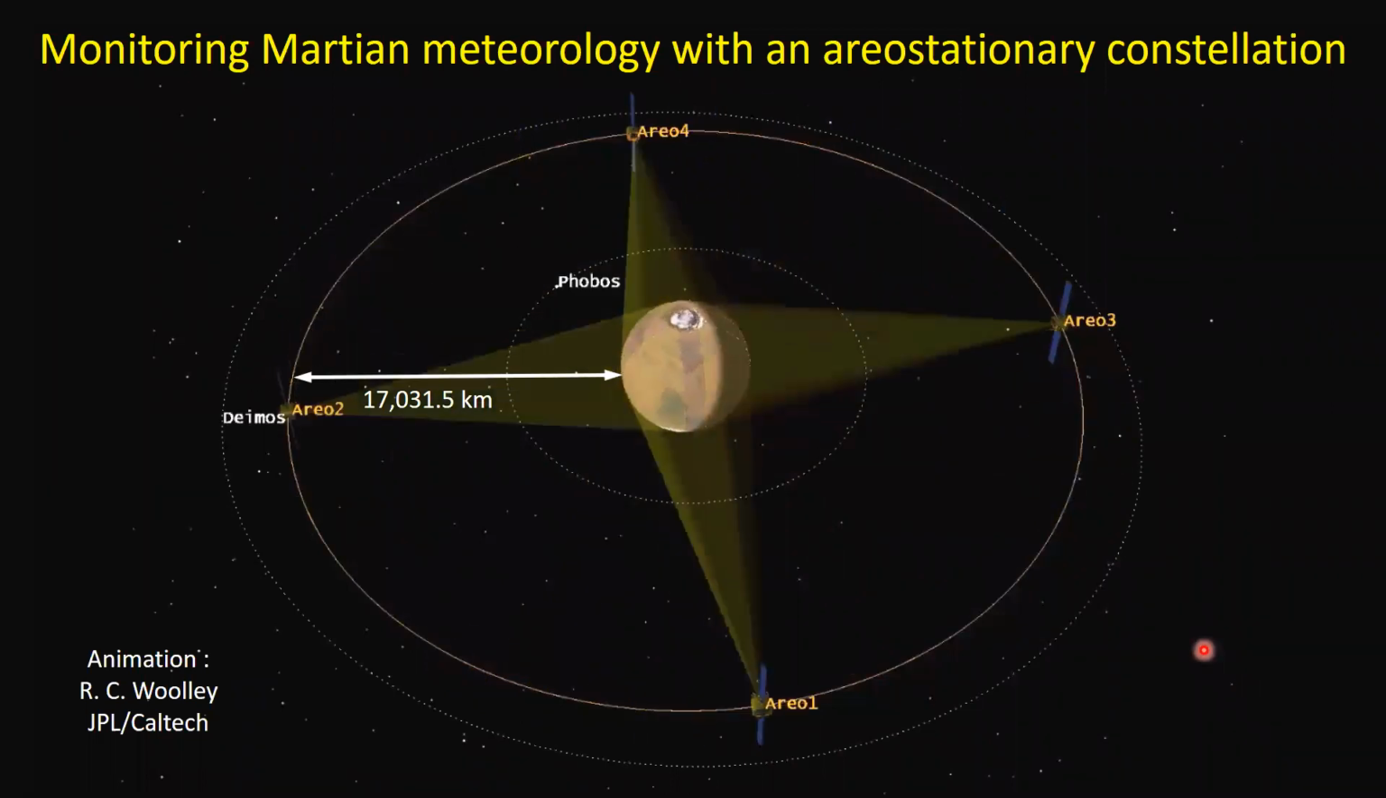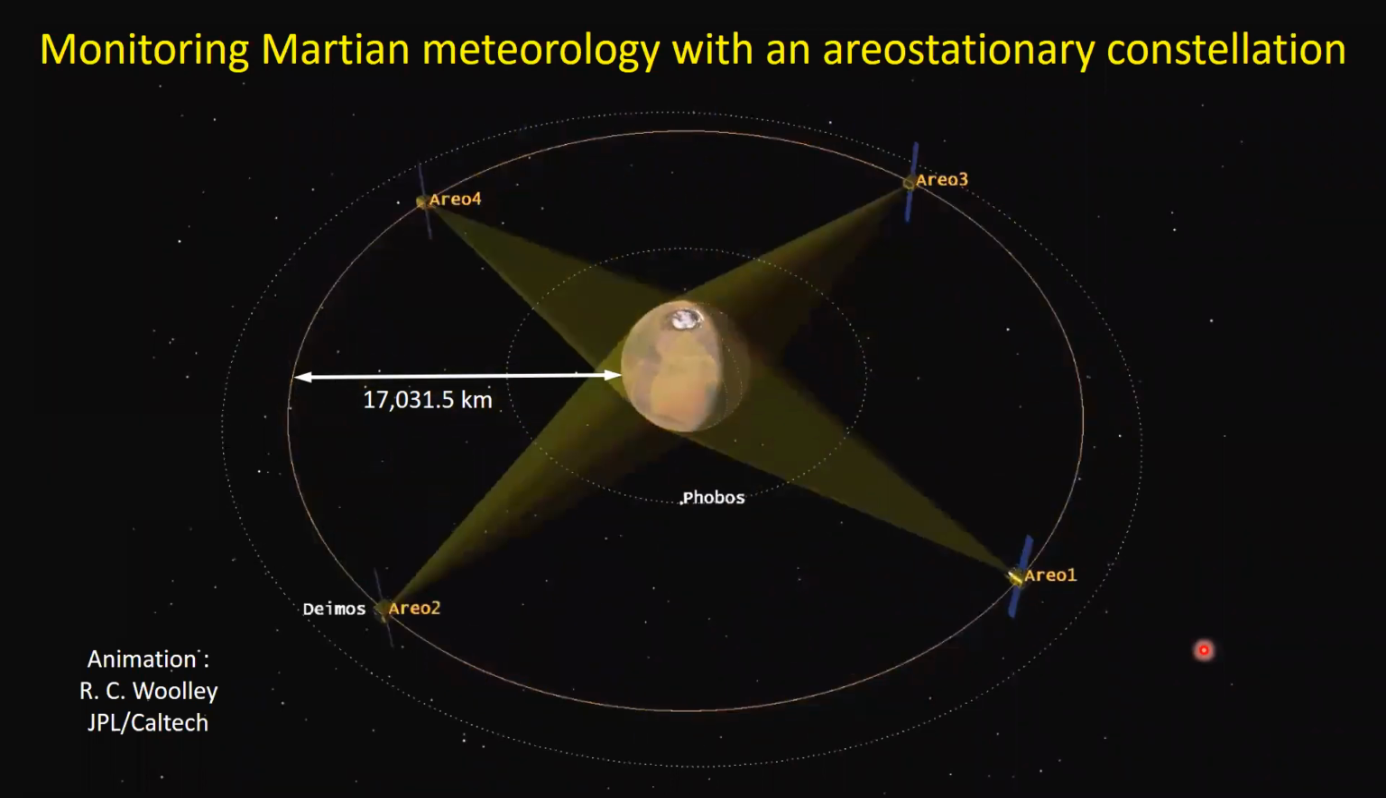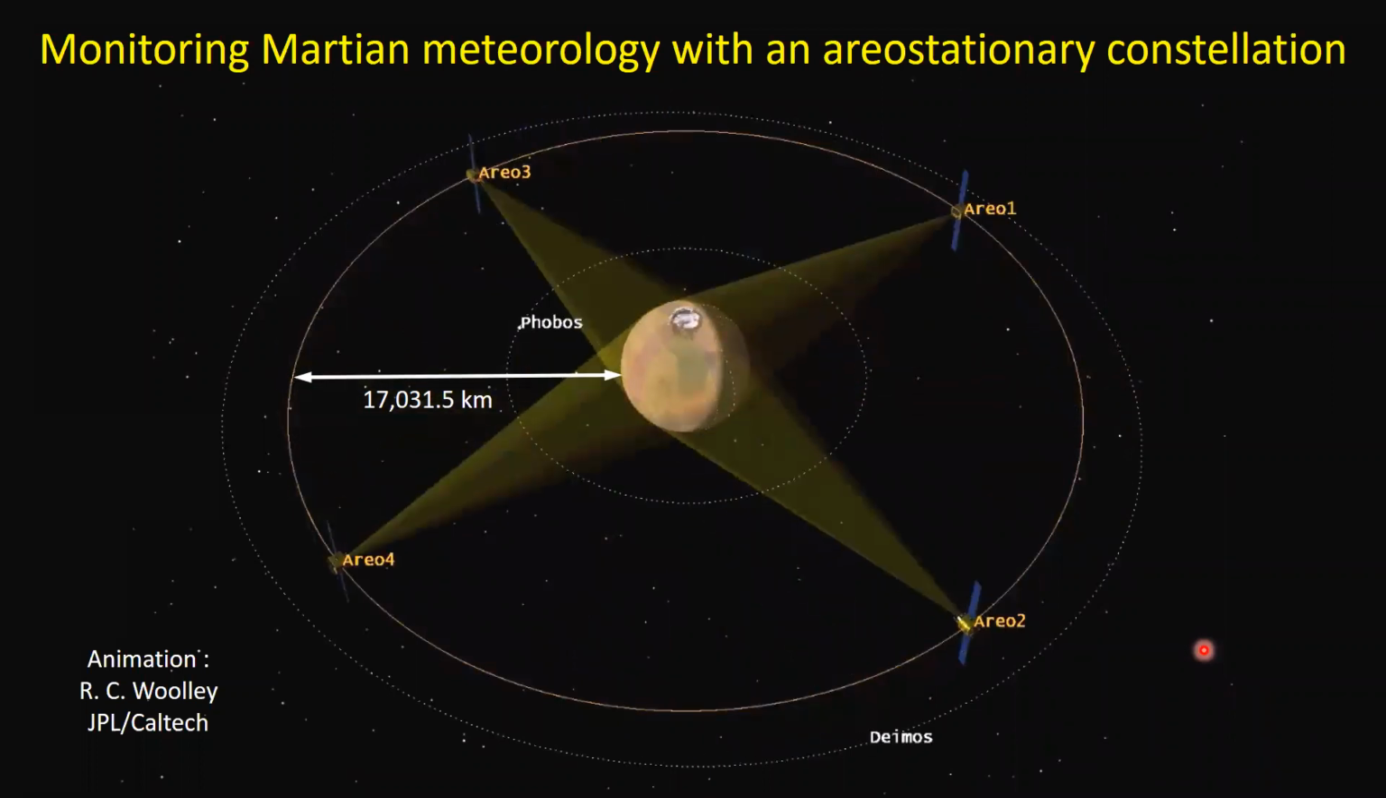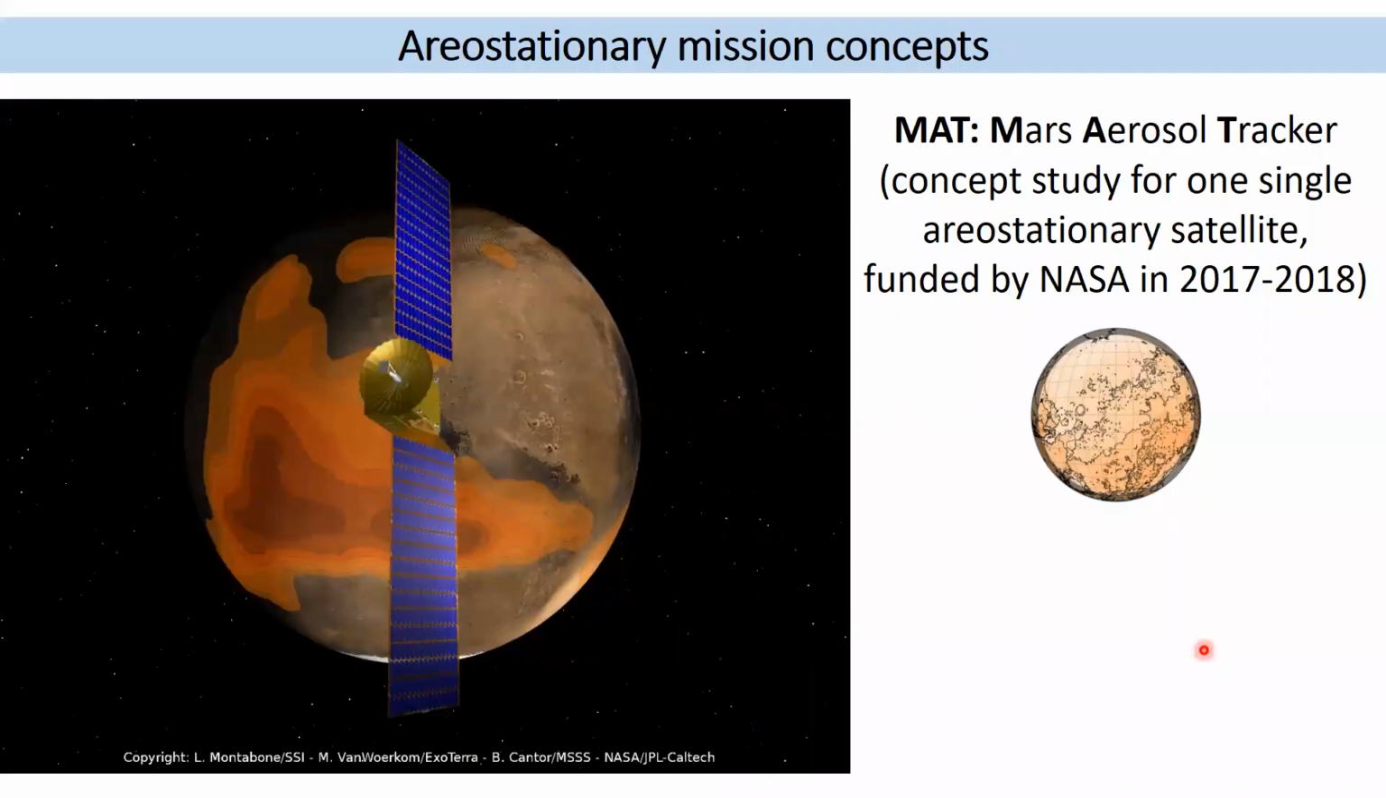Basically, they can cover all longitudes between at least plus or minus 80 degrees latitude all the time, continuously, and they have some overlaps. So you would observe Mars all the time. Concepts like these have been studied recently, and I've been involved in a few of them.